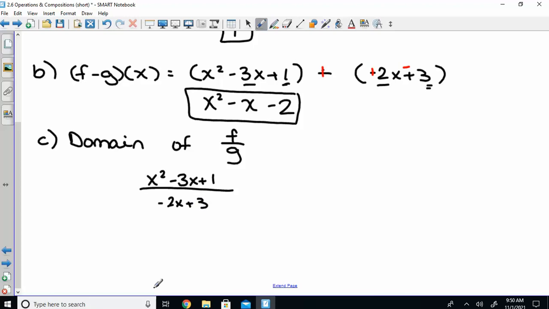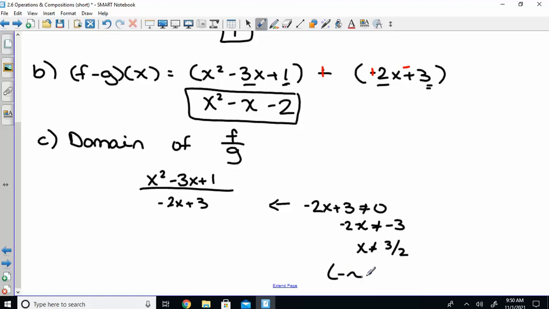And we spent one day last week doing nothing but domains. And we said if you have a fraction, what do you know for your domain? The bottom denominator cannot be 0. So if I subtract over my 3, divide by 2, x cannot be 3 halves. So my domain is everything but that. It would be negative infinity to positive 3 halves and 3 halves to positive infinity.